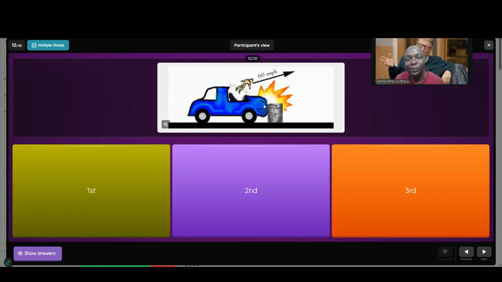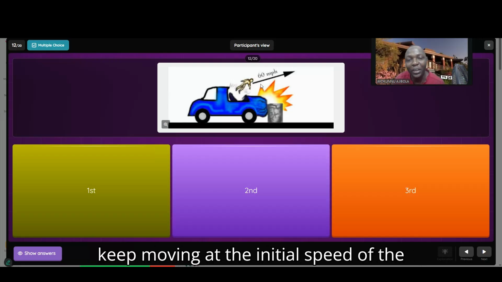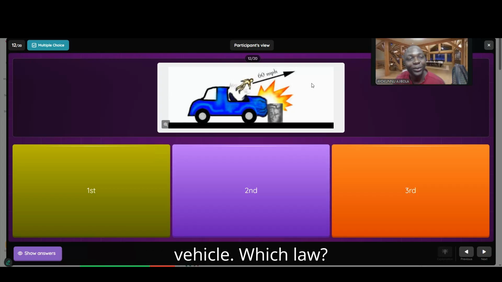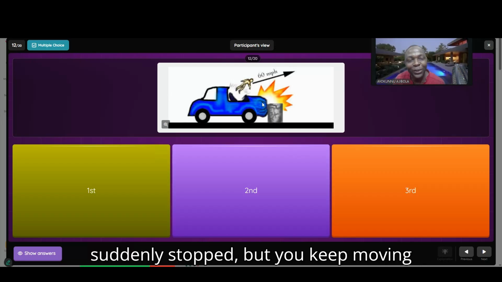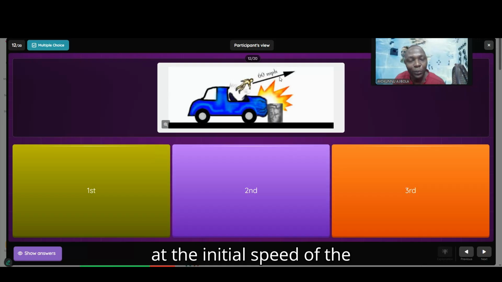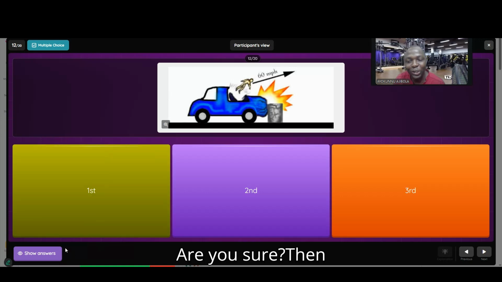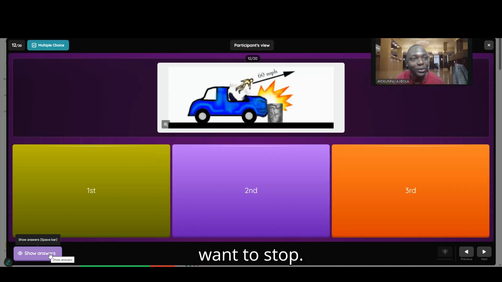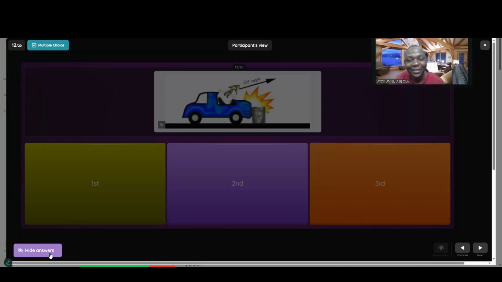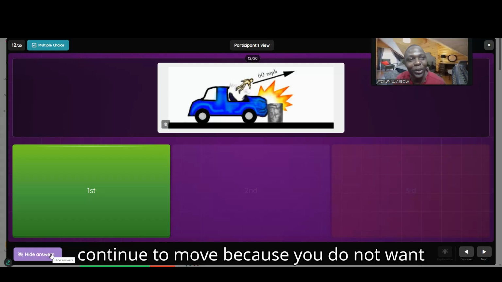Now look at this one. The vehicle suddenly stopped, but you keep moving at the initial speed of the vehicle. Which law? Second law. I'm the one asking the question. The vehicle suddenly stopped, but you keep moving at the initial speed of the vehicle. That's third law. Are you sure? Yes, sir. You continue to move because you do not want to stop. Second law.